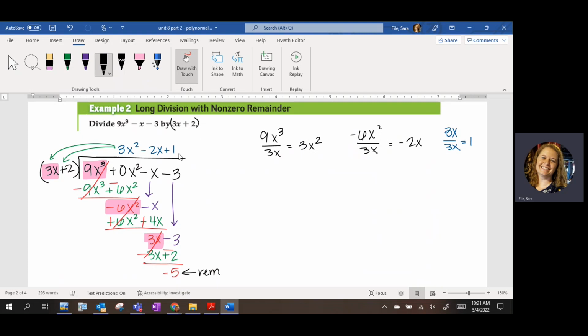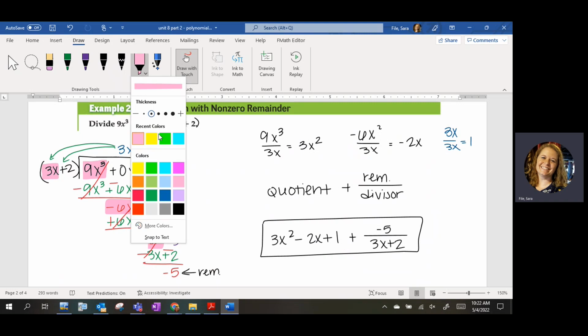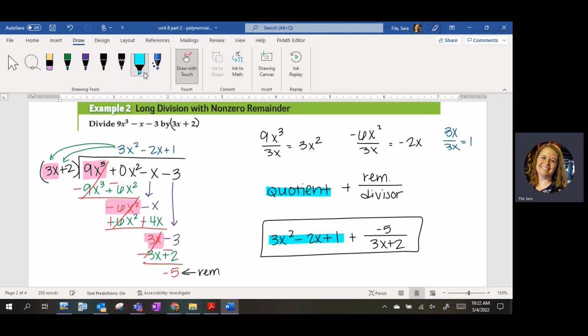Okay, now they don't ask us about factoring because it didn't come out evenly. We can't keep factoring, but we can write our answer, which we said we write as the quotient plus the remainder over the divisor, right? So my quotient is 3x squared minus 2x plus 1, plus, and then my remainder is -5, and my divisor is 3x plus 2. I'm going to color code that to what we did earlier in the notes. Quotient plus remainder over divisor.